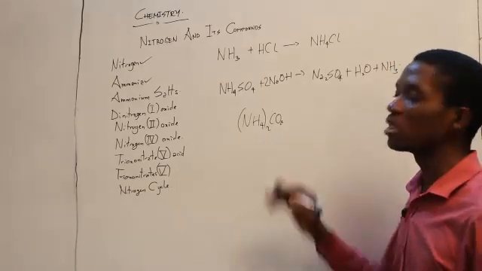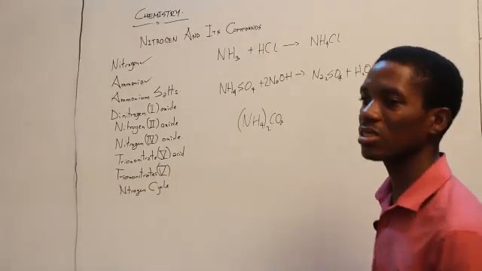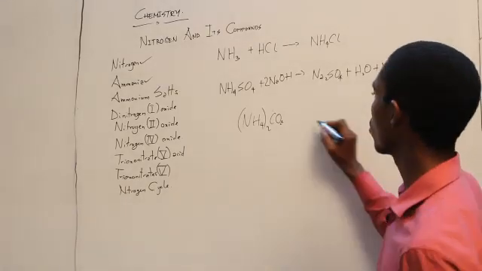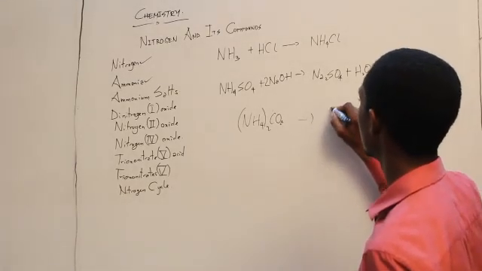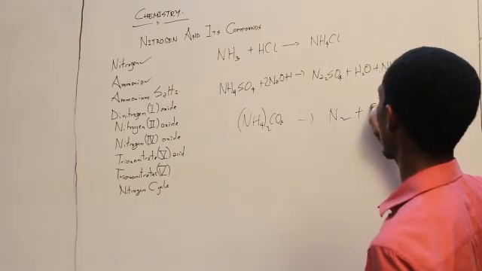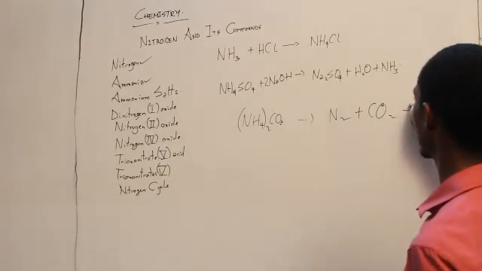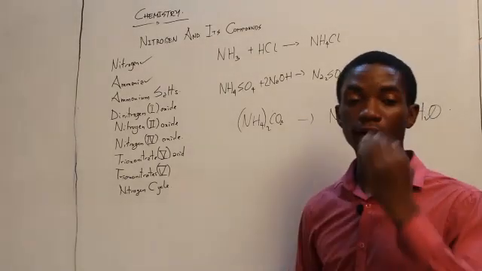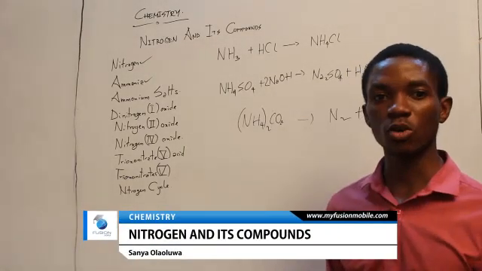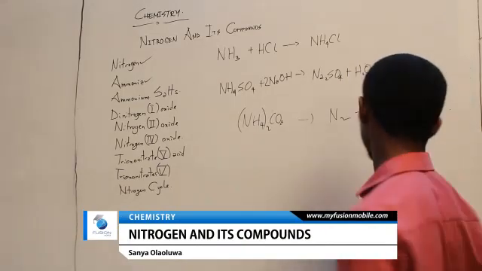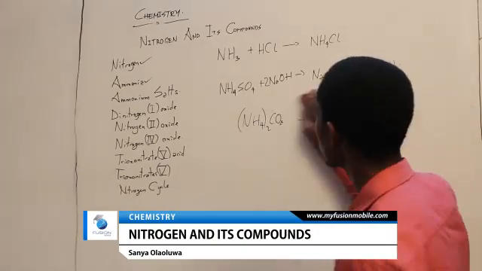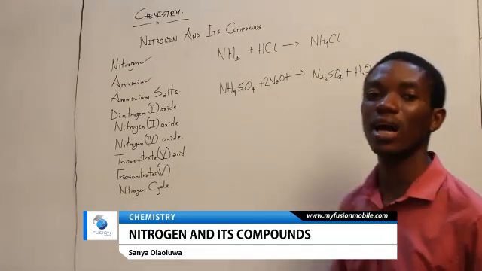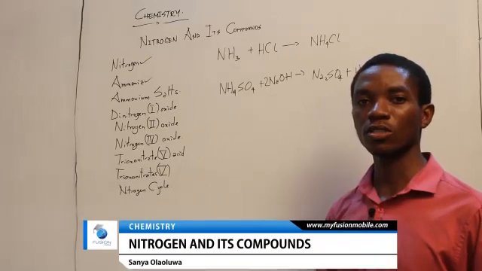So this particular compound, when you heat it a little, it breaks down and forms nitrogen, carbon dioxide, water, and you just see that the entire salt is gone. It is not stable in nature. Also, all ammonium salts, when heated, are not stable.